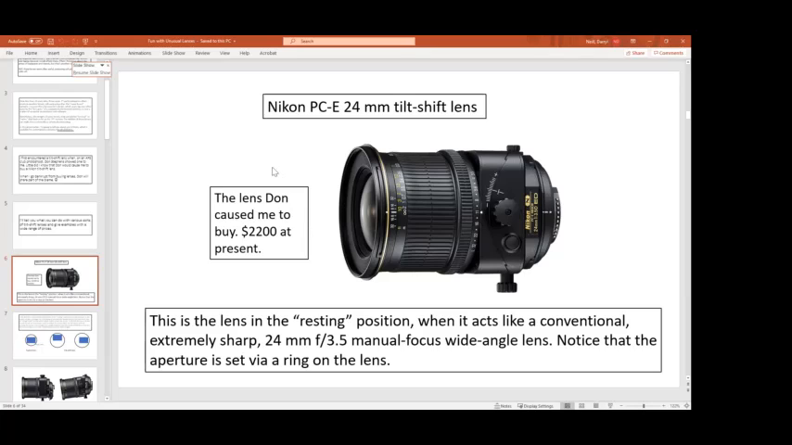No, I just saved some money. So anyway, we'll get down to less expensive lenses. But remember, it's all Don's fault.